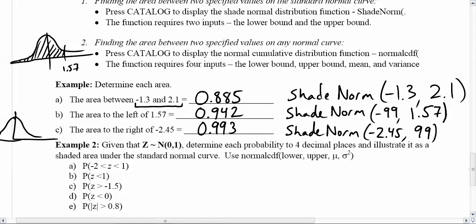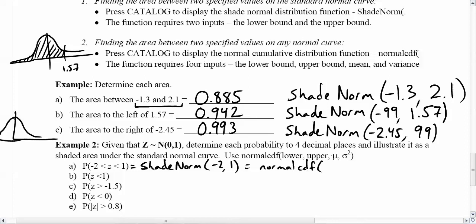Okay, so for example 2, it's just different terminology, same question. It's asking you to find the probability from negative 2 to 1 under the normal curve. So you could do this by doing shade normal from negative 2 to 1. But you can also use the normal CDF function.